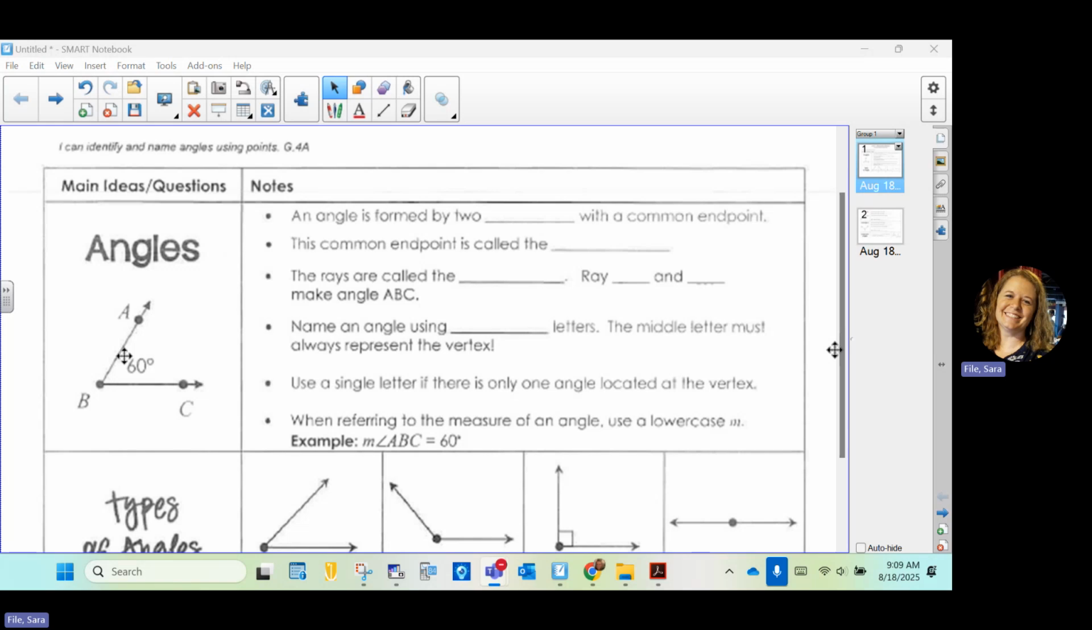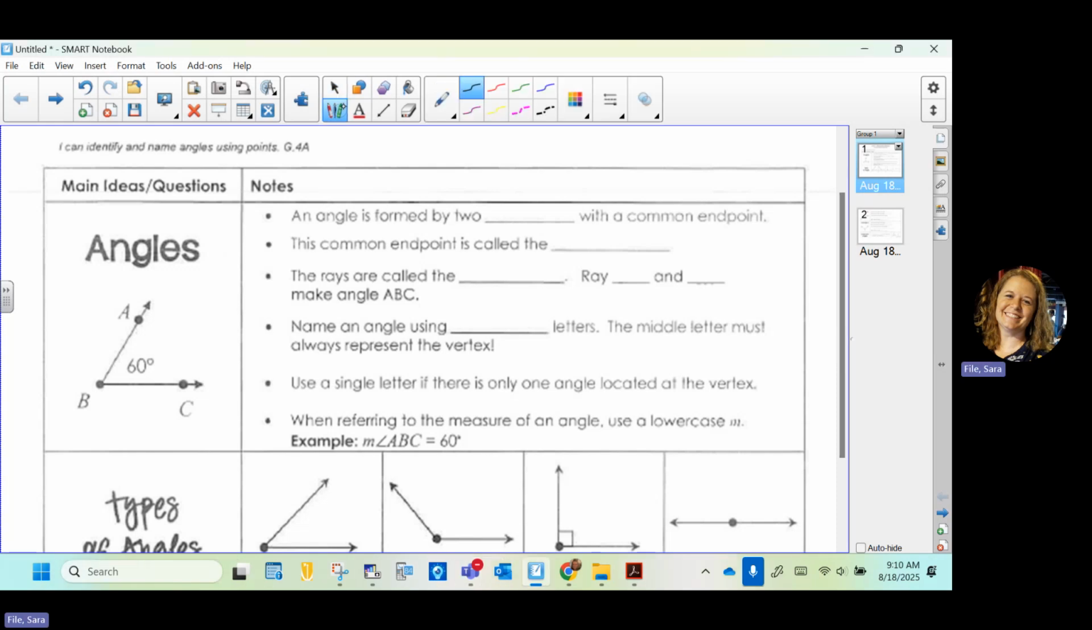Okay, what are these that are drawn on the sides? Well, remember, a line has arrows on both sides. So this one has an arrow on one side and then a common endpoint on one side. Avery? A ray. Good. So we are making up angles from two rays.